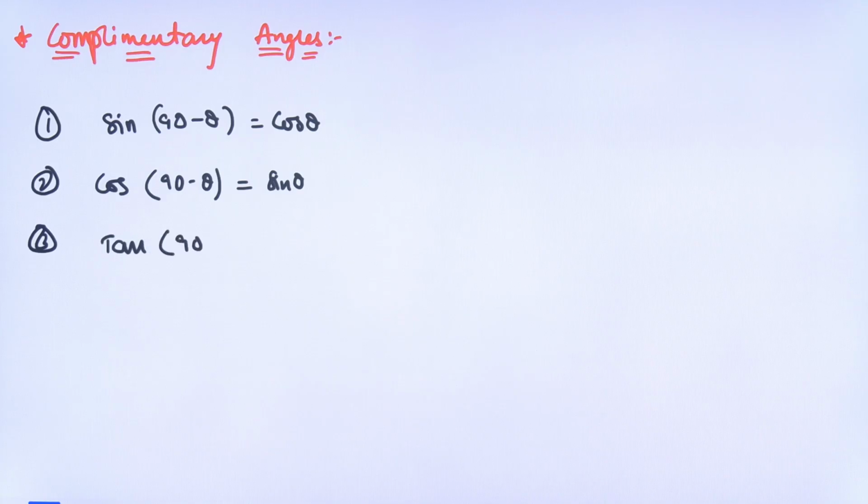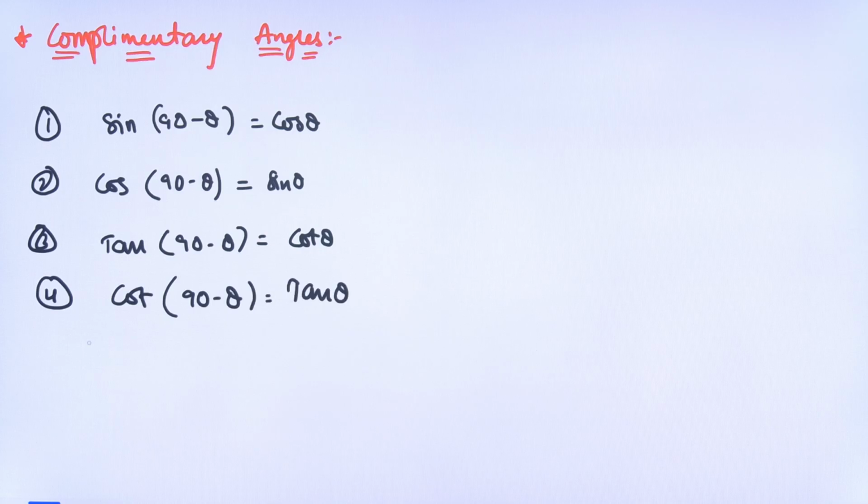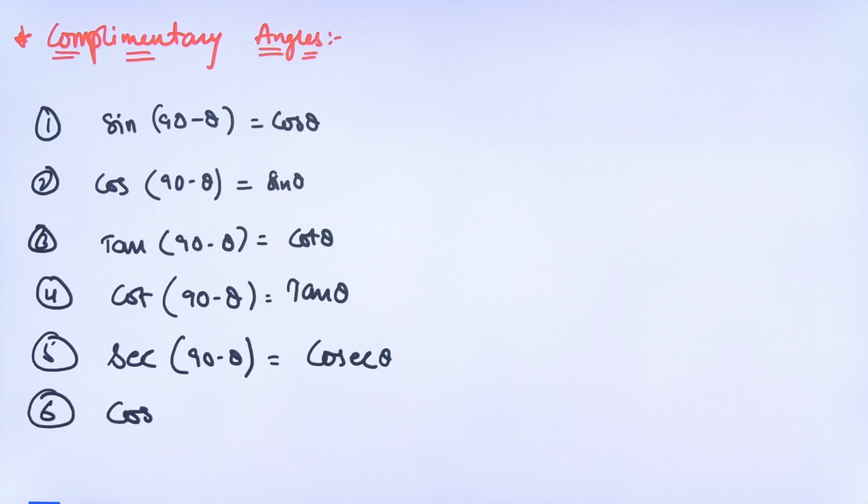Tan 90 minus theta is going to be cot theta. Cot 90 minus theta is tan theta. Secant 90 minus theta is cosecant theta. Cosecant 90 minus theta is secant theta.